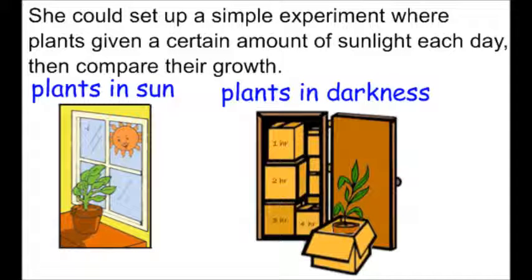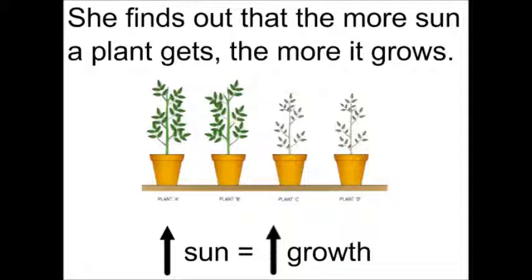Well, she could put on a simple experiment where she gives plants a certain amount of sunlight each day and then compares their growth. So we have some plants that are getting 1 hour of sunlight, 2 hours, 3 hours, 4 hours, 5 hours. And then as time goes on, she finds out that the more sun a plant gets, the more it grows. So we could say that increased sunlight equals increase in growth.